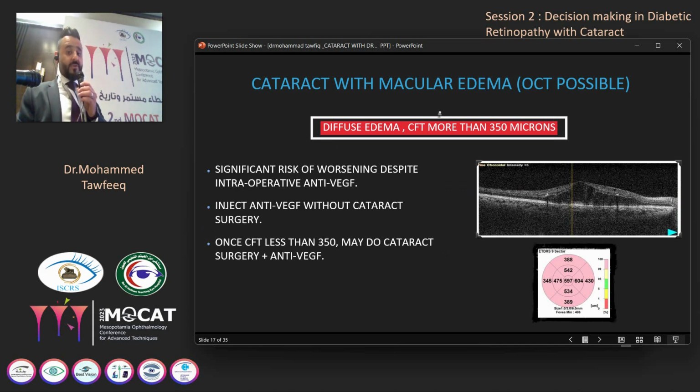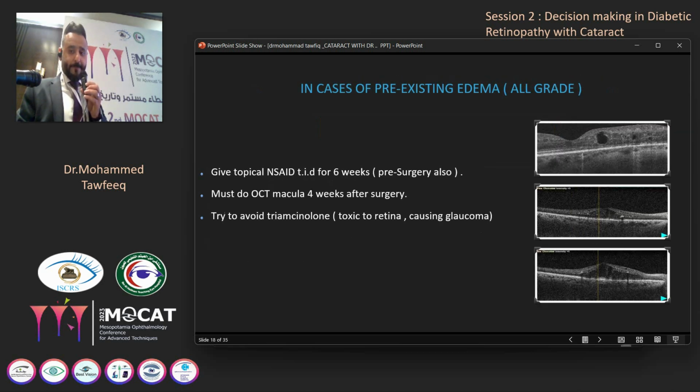This is a significant risk of worsening despite intraoperative anti-VEGF. So in these cases, go for anti-VEGF without cataract, and after that you can do combination anti-VEGF and cataract surgery. In cases of pre-existing edema, as I say in all graded, يعني في كل الحالات انت لازم تكمل بالنون ستيرويدال okay for at least 6 weeks.